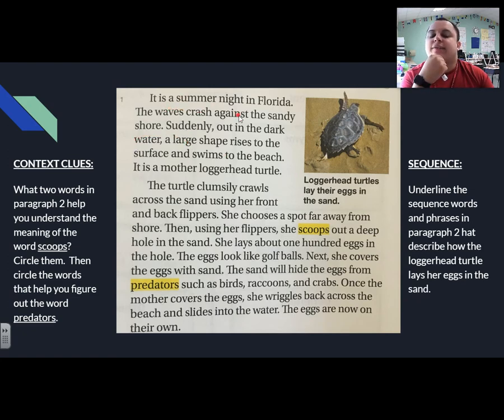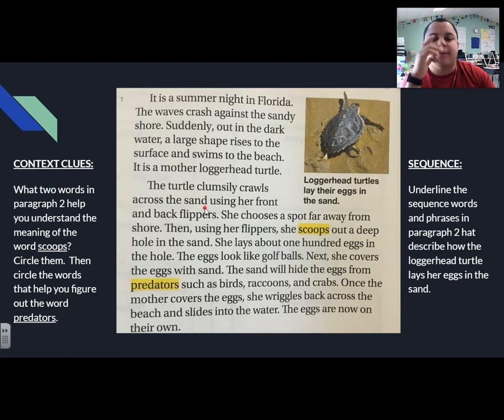It is a summer night in Florida. The waves crash against the sandy shore. Suddenly, out in the dark water, a large shape rises to the surface and swims to the beach. It's a mother loggerhead turtle.